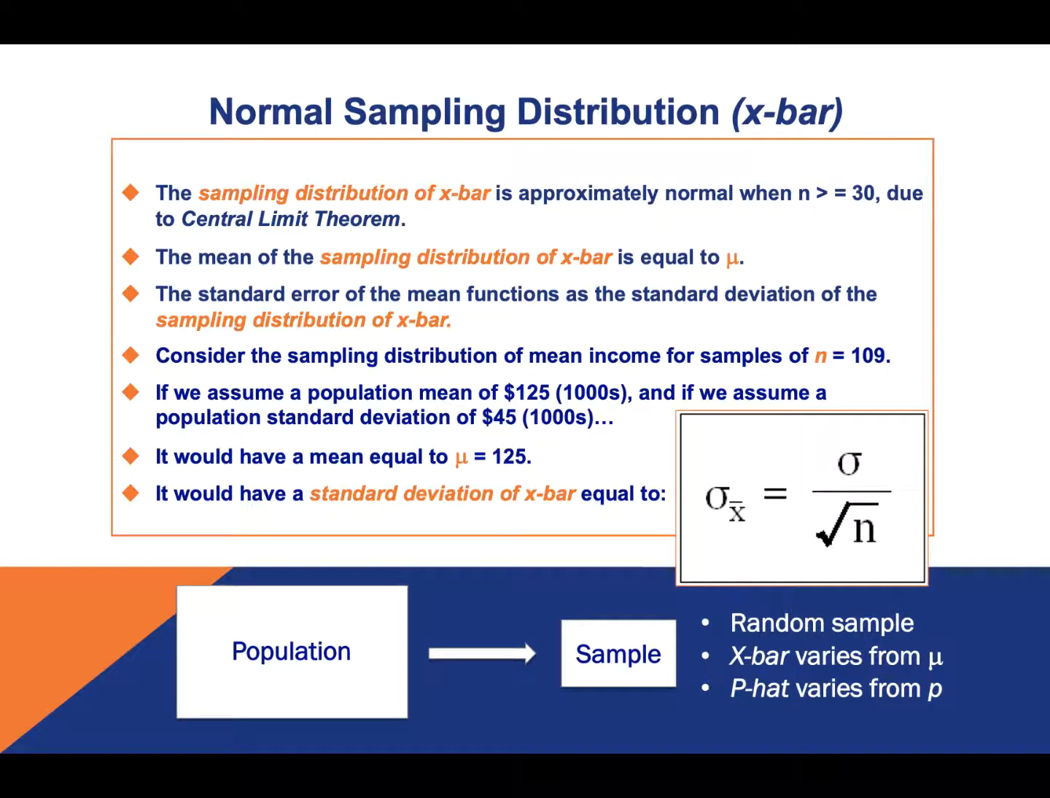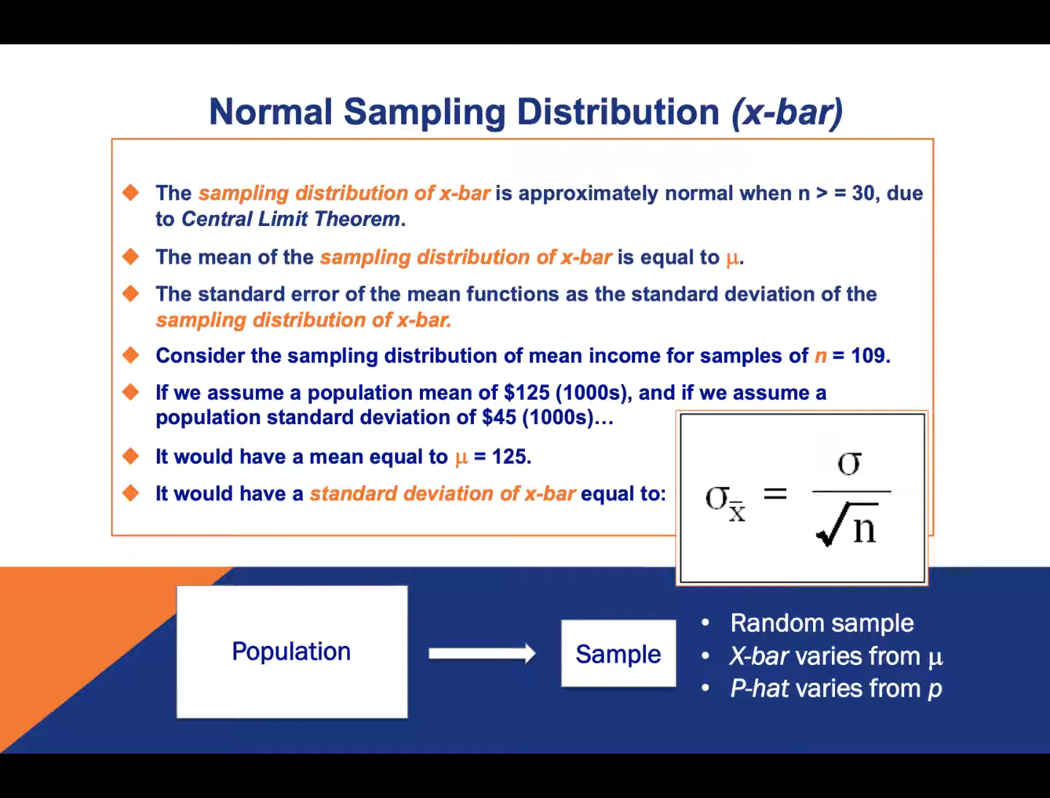Now let's look at the normal sampling distribution of x bar, the sample mean. The sampling distribution of x bar is approximately normal when n is large, or at least 30, due to the central limit theorem. The mean of the sampling distribution of x bar is equal to mu. The standard deviation of x bar, also known as standard error of the mean, is estimated with the formula sigma over the square root of n.